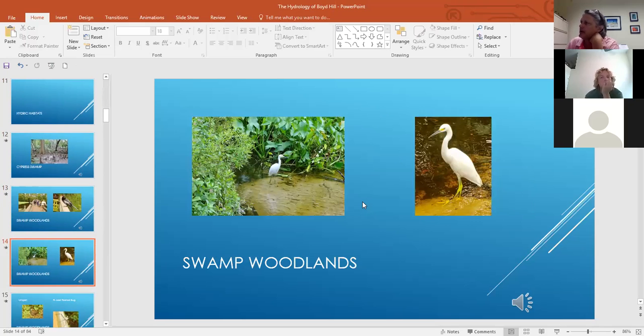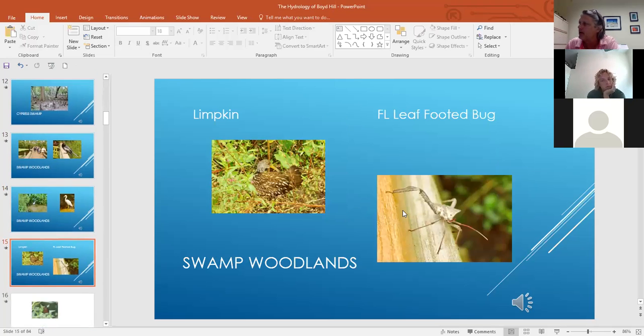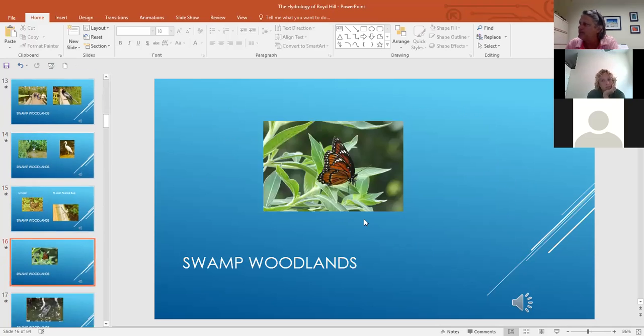You can also see here you have a snowy egret. If you were to take marine biology, studying the marine environment, we do a lot of bird identifications as well. Limpkin, and we found this cool leaf-footed bug walking around as well.